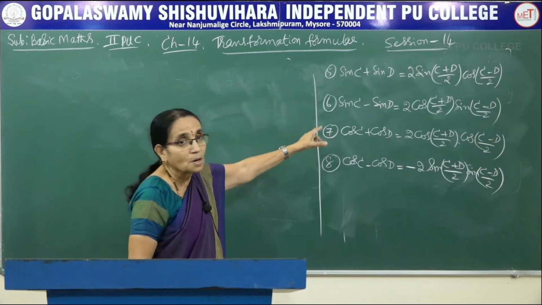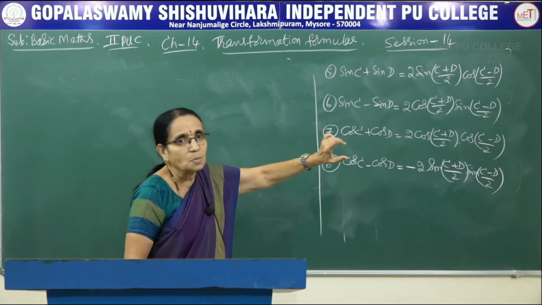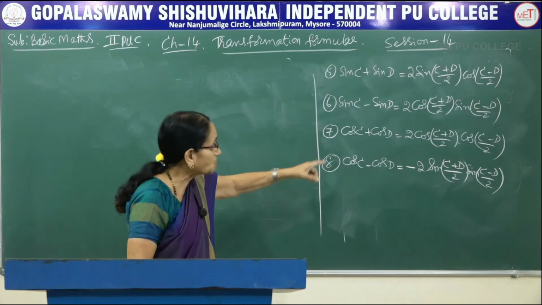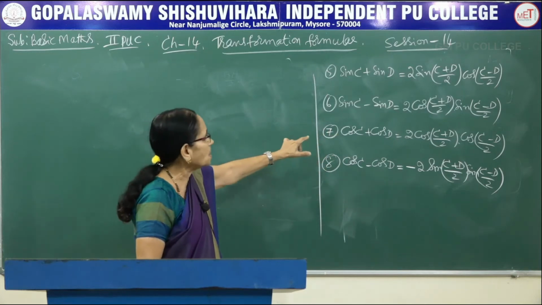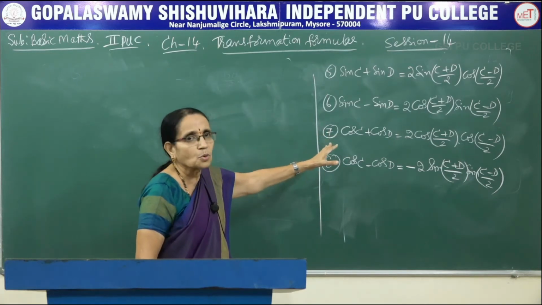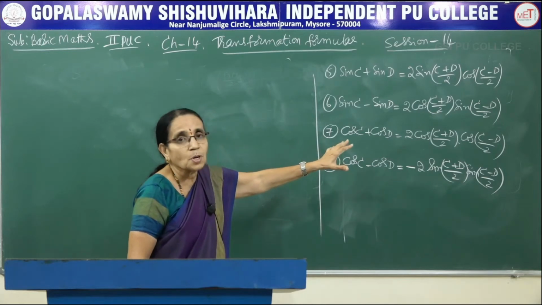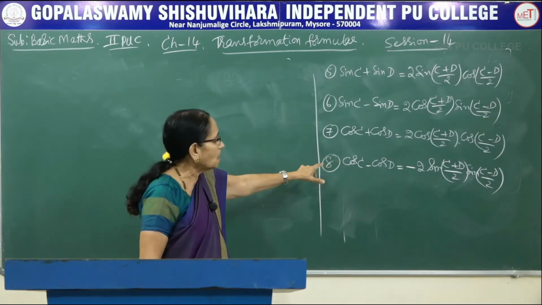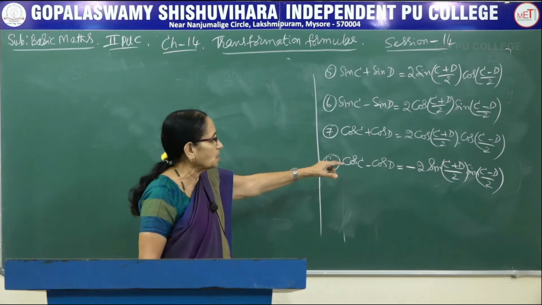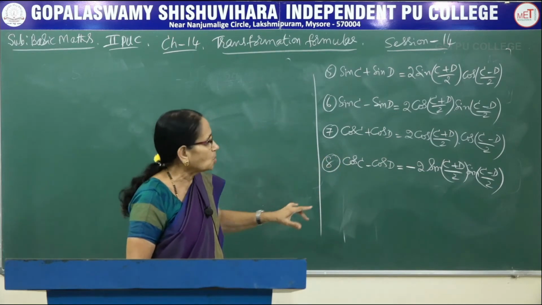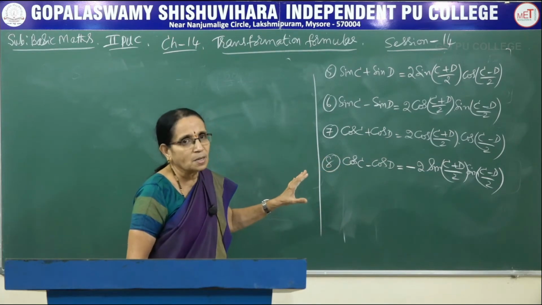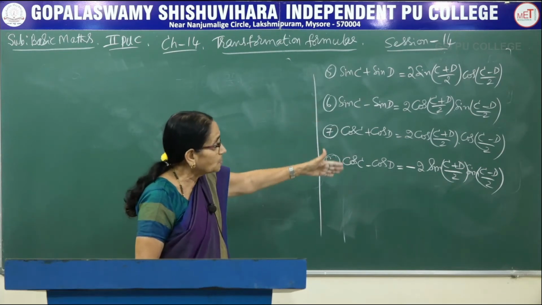And if it's a difference of the 2 sin functions, it's again a mixed product, but cos comes first and sin afterwards. And cos C plus cos D, the addition of 2 cosine functions, the product is purely a cosine product. And then the other one, the difference of 2 cosine functions, is purely a sine product. Only in the last one we have the minus sign.